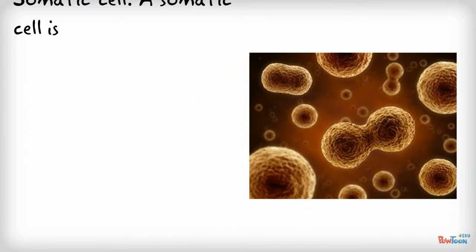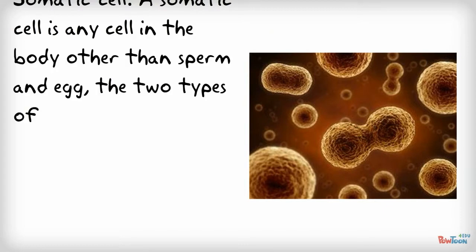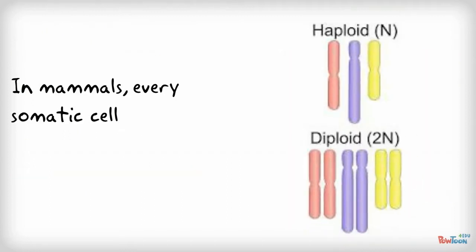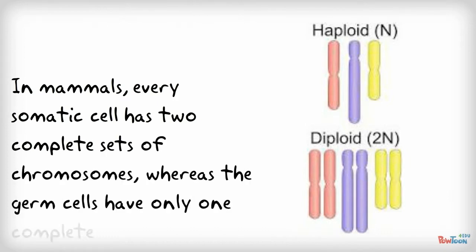Somatic cell. A somatic cell is any cell in the body other than sperm and egg, the two types of reproductive cells. Reproductive cells are also called germ cells. In mammals, every somatic cell has two complete sets of chromosomes, whereas the germ cells have only one complete set.